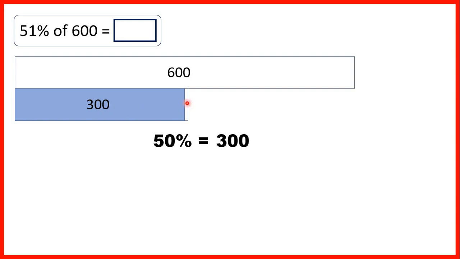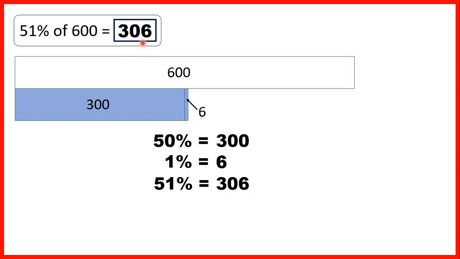But now we need to find this 1%. To find 1%, we divide by 100, and 600 divided by 100 is 6, so we know that this 1% on our bar model must be 6. So we can see that to find 51%, we just need to add what we got for 50% to what we got for 1%. So 51% of 600 is 306.